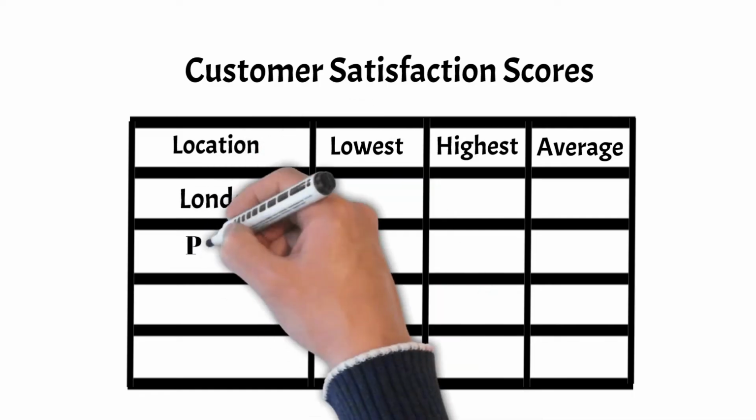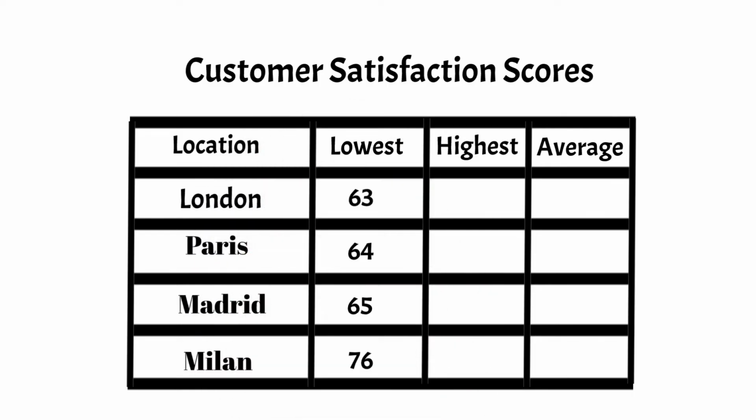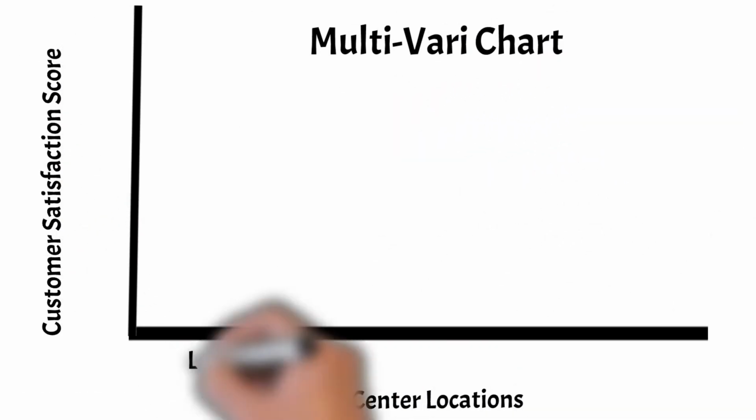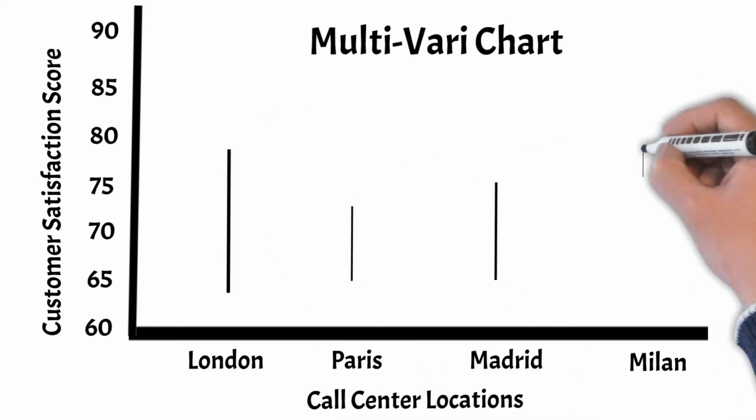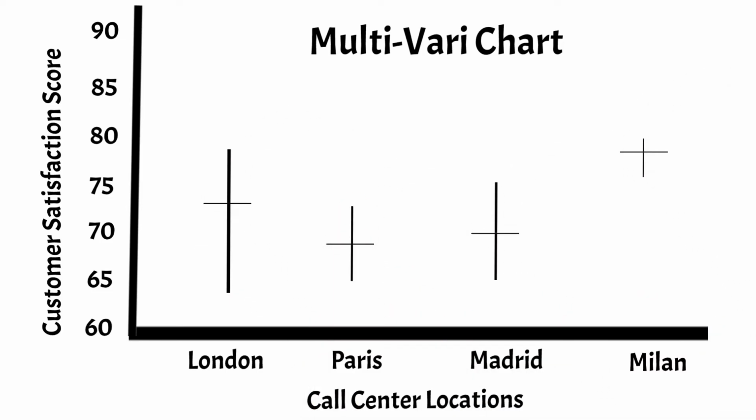The second column includes the lowest customer satisfaction score measured over a period of 6 months. The third column includes the highest value, and the fourth is the average customer satisfaction score recorded over this same period. Here is a multivariate chart illustrating the low, high, and average levels of performance for each of the 4 call centers. The chart shows that London has the widest range, while the range associated with Milan is quite narrow. The highest average is Milan. What is also apparent is that Milan not only has the smallest range, but also the highest average.